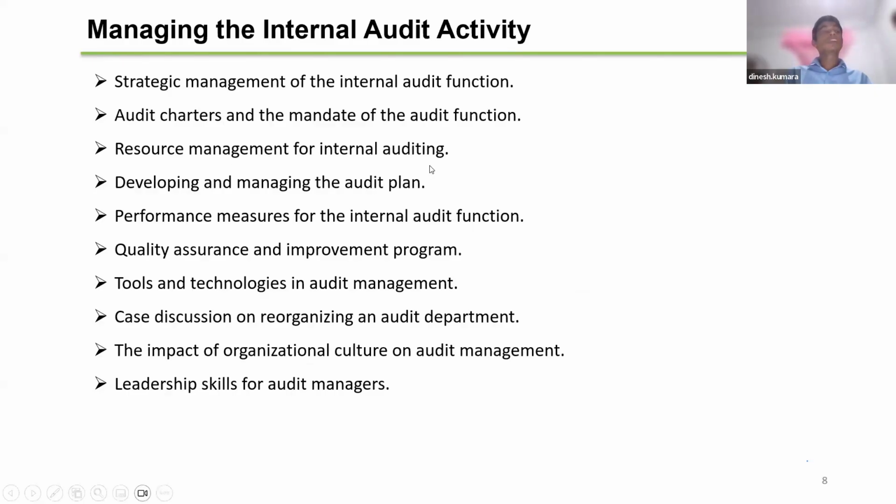The resource management for internal audit. Developing and managing the audit plan. Performance measures for the internal audit function. Quality assurance and improvement programs. Tools and technologies in audit management. Case discussion on reorganizing an internal audit department. The impact of organizational culture on audit management. Leadership skills for audit managers. What type of leadership skills you have to develop as internal audit managers?